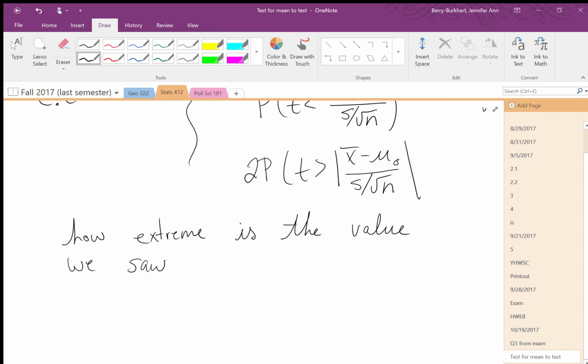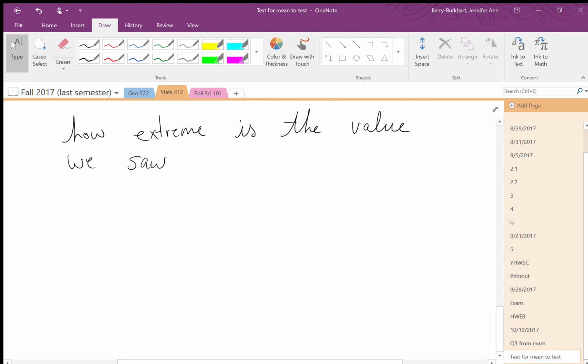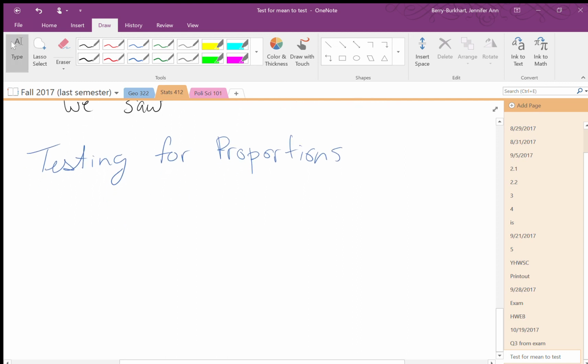Testing for proportions. Okay, if n is large and p is not close to 0 or 1, then I can assume, I'm running out of ink now, that p hat is approximately normally distributed. We did that before, didn't we?